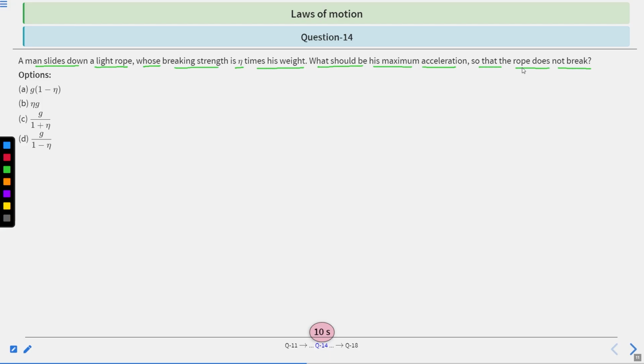Second option is g times eta, C option is g divided by 1 plus eta, and D option is g divided by 1 minus eta. So which option is correct? You have 10 seconds to solve this question. After that, we will provide the solution. Clear?